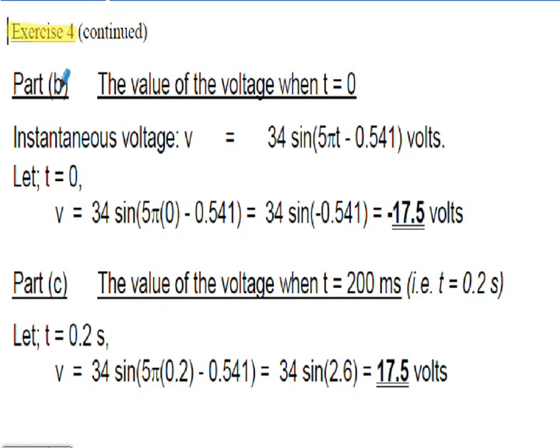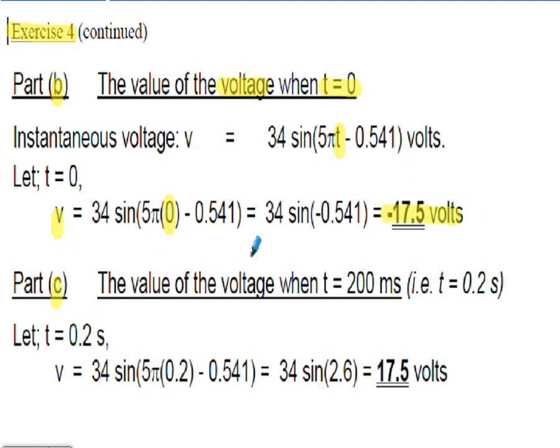Exercise 4 continued. This is part B. In part B, we're asked to find the value of the voltage when time t is equal to 0. For this question, all we do is put the value of t into the equation as given. From our equation, v is equal to 34 sine of (5 pi t minus 0.541), we put t as 0. If you now evaluate the equation, you'll get a little v value of minus 17.5 volts.